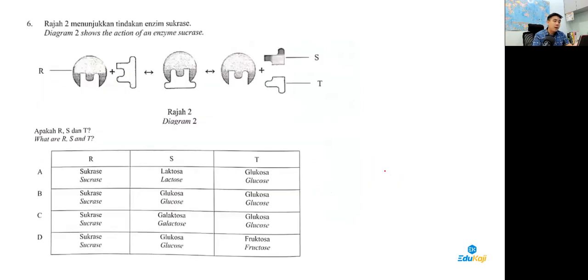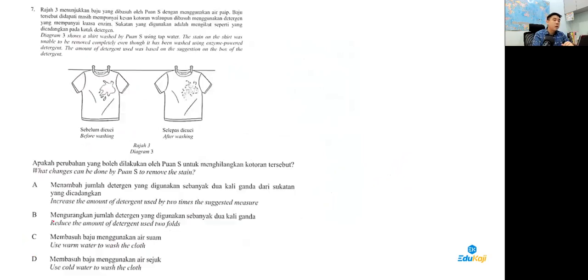Number 6, R is sucrase because enzyme. Sucrase break down sucrose in order to form glucose and fructose. So number 6, answer is donkey. Very easy question, huh?